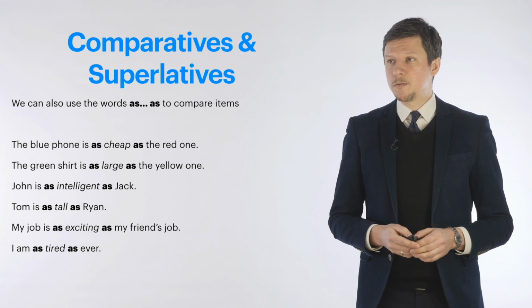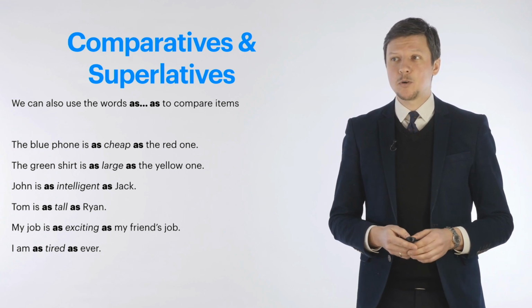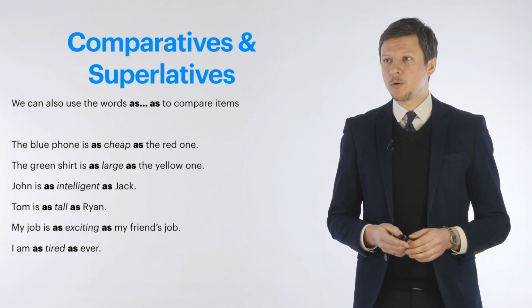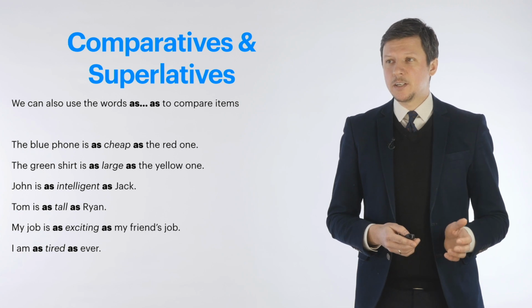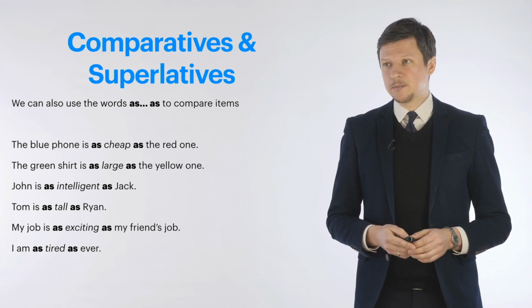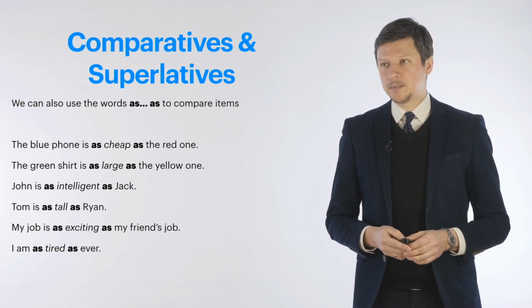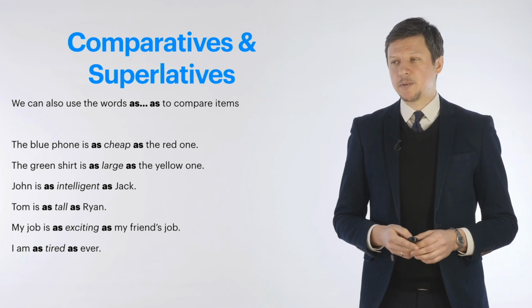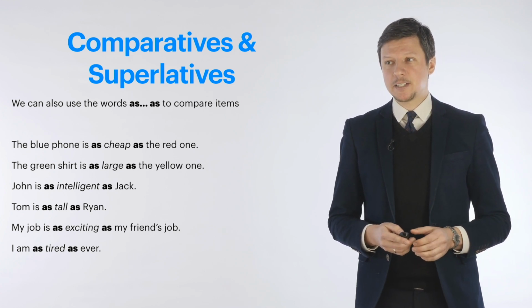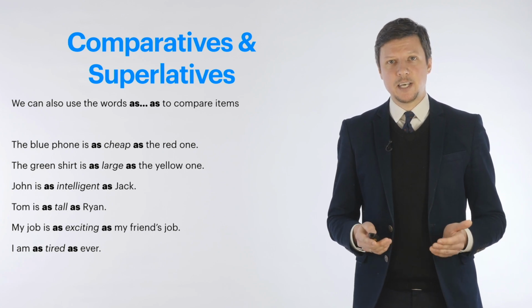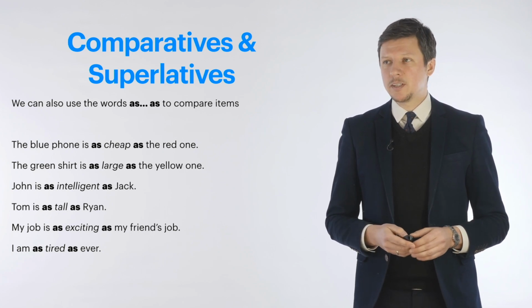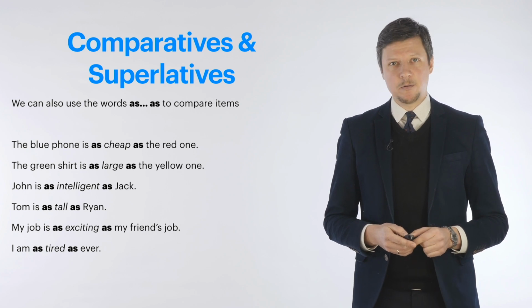We can also use the words as to compare items. The blue phone is as cheap as the red one. The green shirt is as large as the yellow one. John is as intelligent as Jack. Tom is as tall as Ryan. My job is as exciting as my friend's job. And I am as tired as ever. Here we compare two things when they are the same. We use the adjective in its base form.